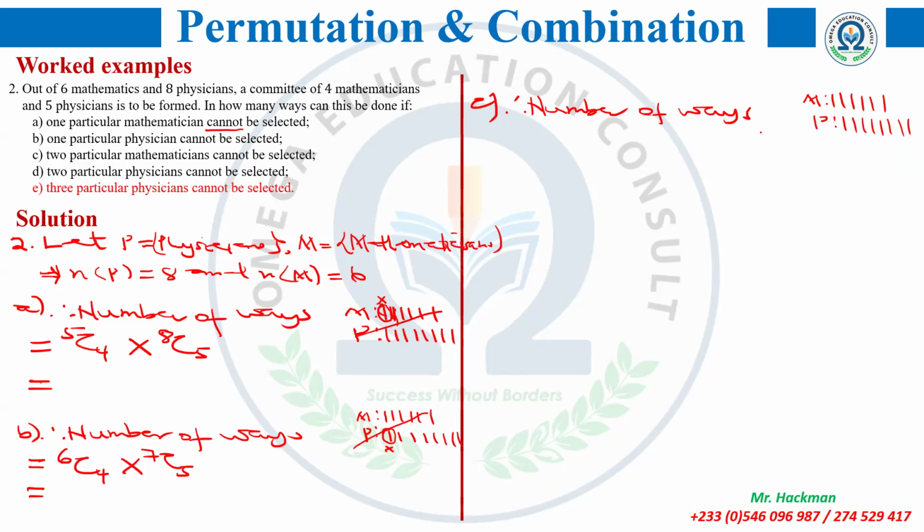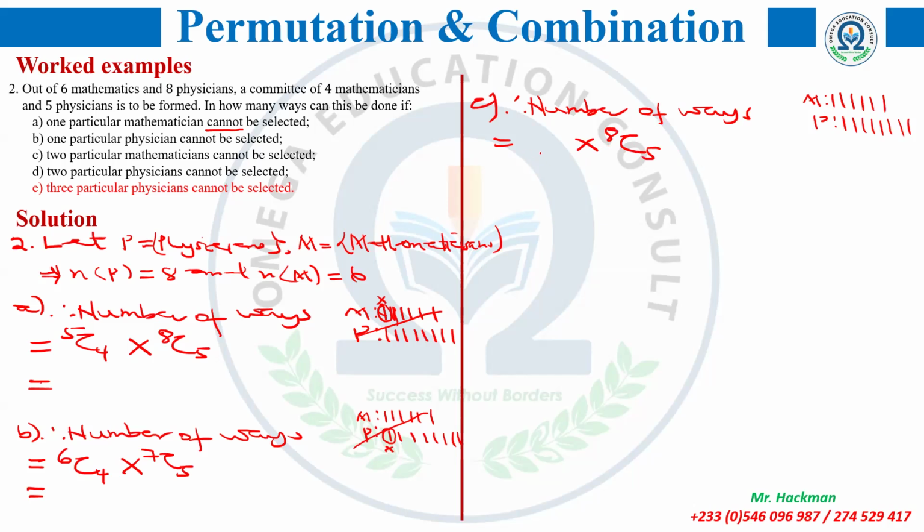Okay, so now let's go. This will be equal to, what's the condition? 2 particular mathematicians cannot be selected. So restriction on mathematicians, physicians intact. So I will still have my 5 to select from 8. So 8 combination 5 for the physicians. Is that clear?